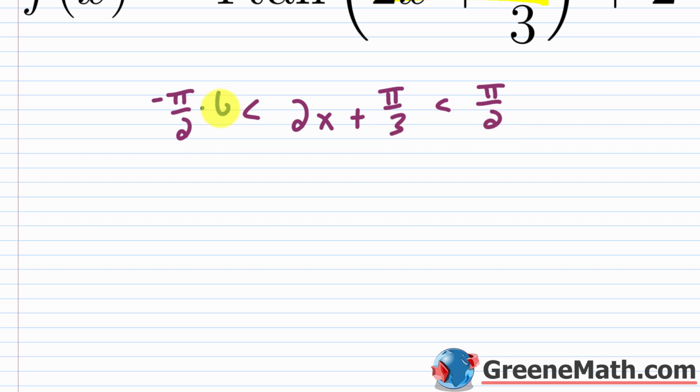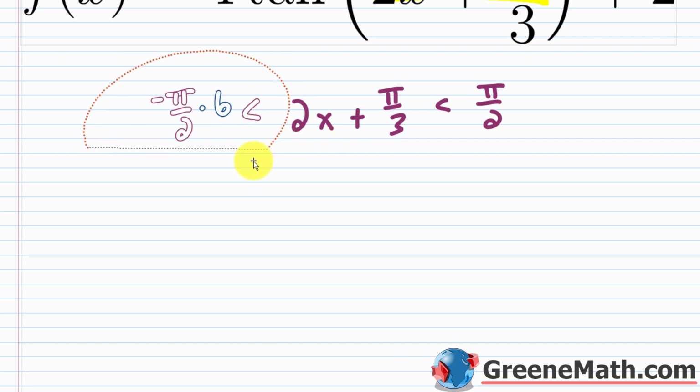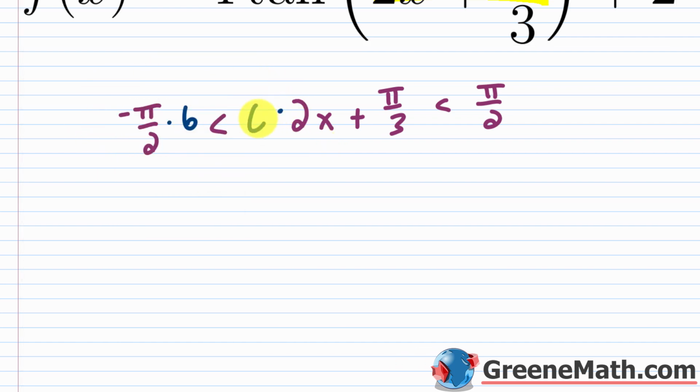So I'm going to multiply this by 6, and then multiply this by 6 and this by 6. Let me slide that over so it fits. We'll go through and cancel some stuff. 6 divided by 2 is 3, and then 6 divided by 3 is 2, and then 6 divided by 2 is 3.